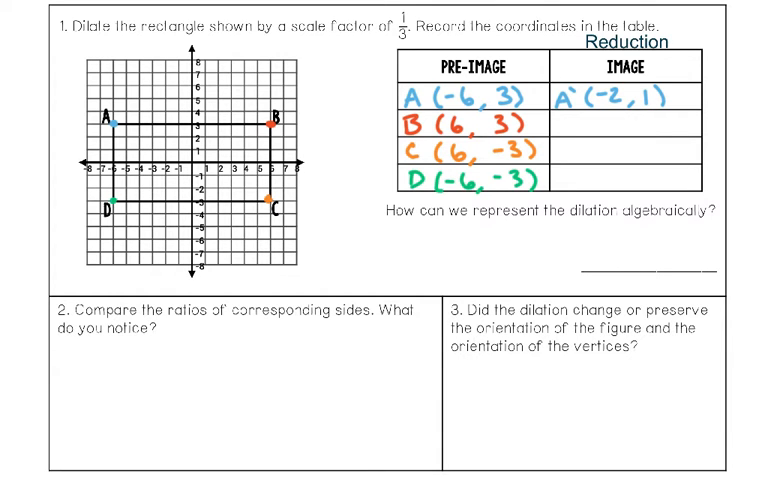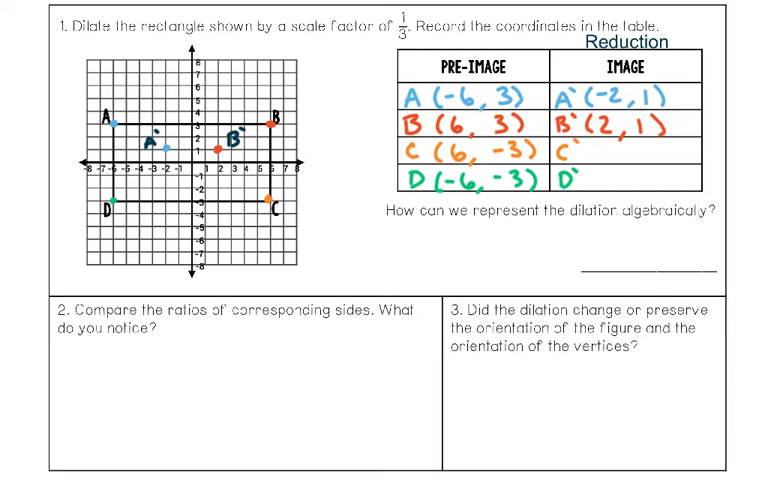So then I'll just plot that point on the coordinate plane. Now we're going to want to do that for each one of these points. So we're going to take 1/3 of 6 for the next one. 1/3 of 6 is 2, and 1/3 of 3 is 1. So now I have (2, 1), my new point for B prime. I'm going to go ahead and plot that on the coordinate plane.